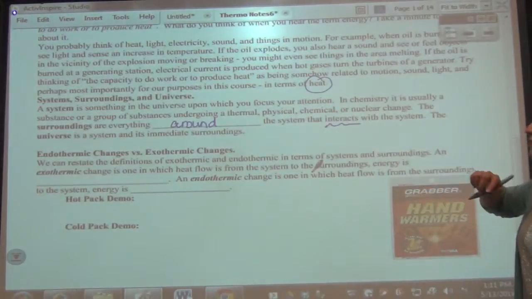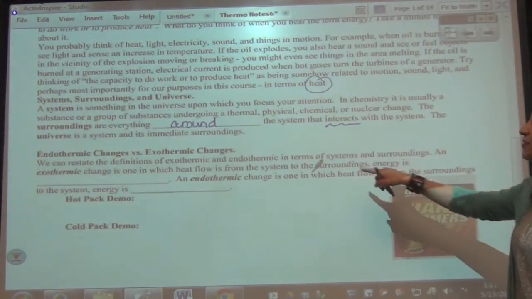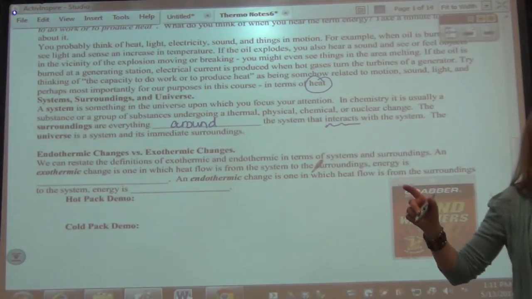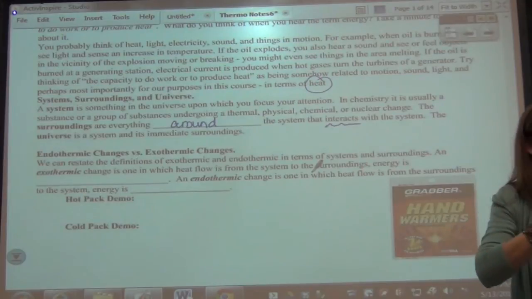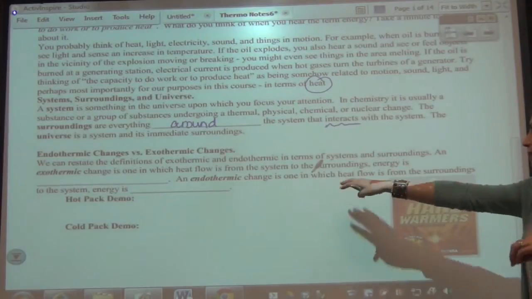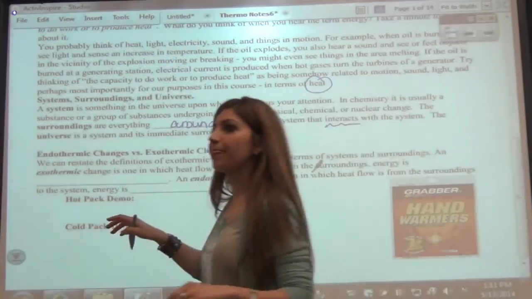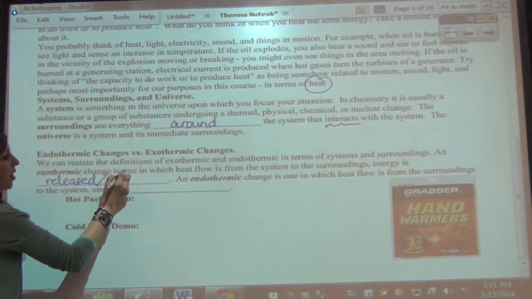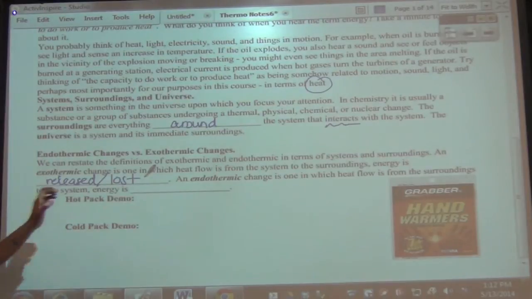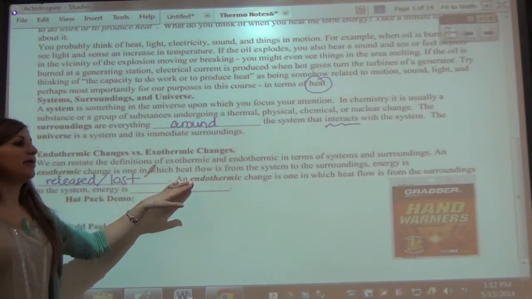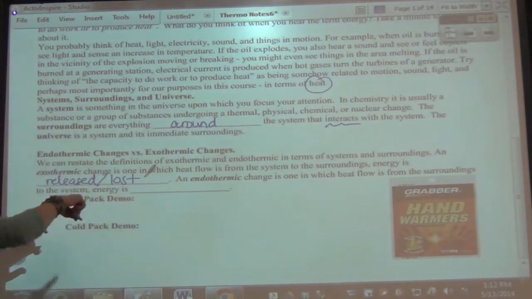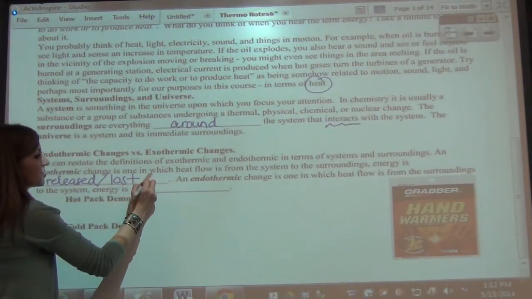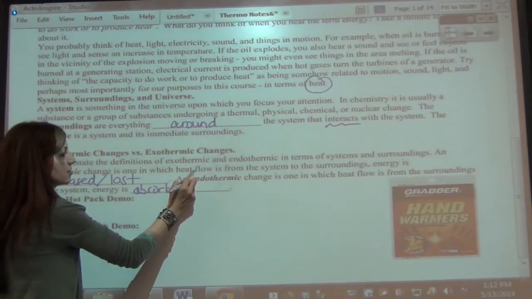We can restate the definitions of exo and endo in terms of these systems and surroundings. So exo is one where heat is flowing from where? The system out toward the surroundings. So energy is being released, or another word is, starts with an L? Lost. Very good. An endothermic is one where heat is flowing from the surroundings into it. Nice. So we say energy is? Gained. Yep. Absorbed slash gained.